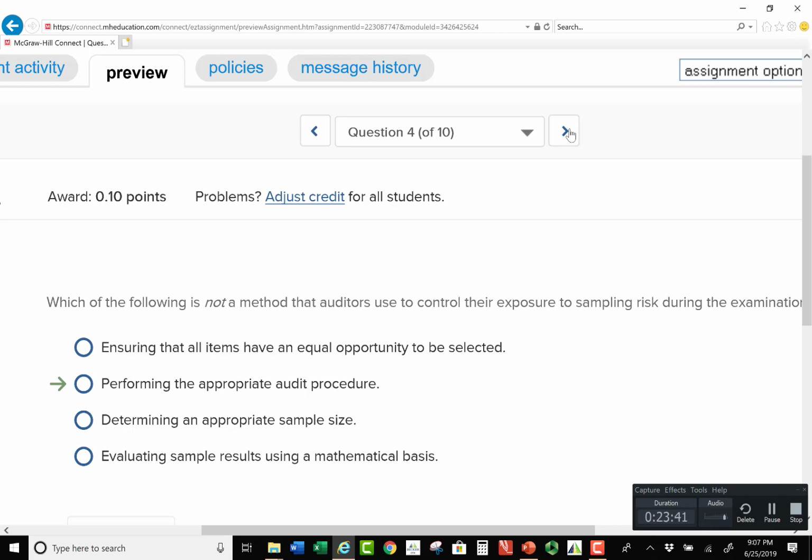So when you're doing an audit procedure, you've got to ask yourself, what am I trying to accomplish with this audit procedure? And if you can't answer that question, you need to take another look at that procedure to make sure that you know why you're doing that procedure, right? Okay. Okay, good. Determine an appropriate sample size. No, that is something that we will use to limit our exposure to sampling risk, right? Larger sample size, less risk, right? Smaller sample size, more risk. Okay. Evaluate sample results using a mathematical basis. That's what we're doing with our sampling, and we can move our numbers around accordingly to increase or decrease our sampling risk, right?